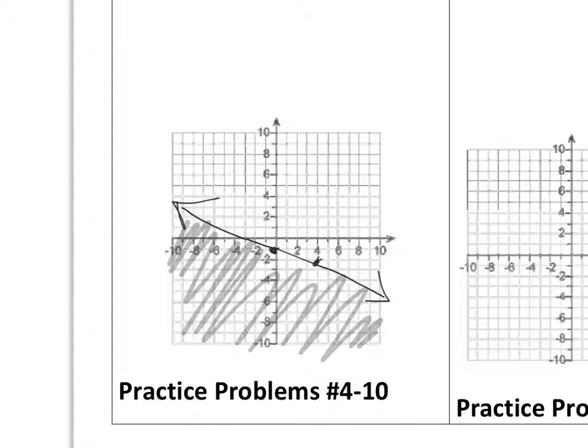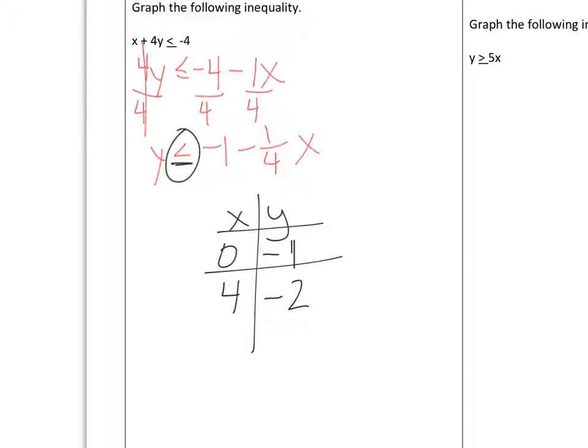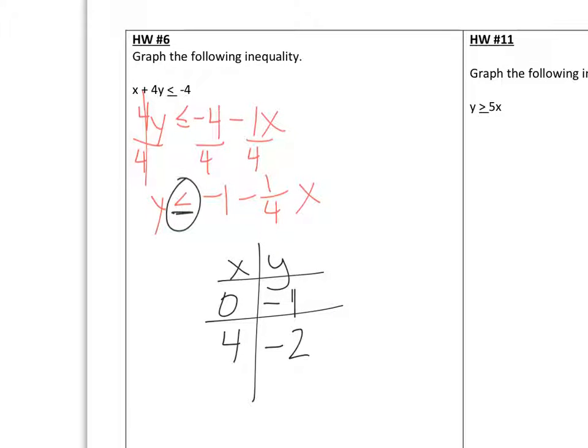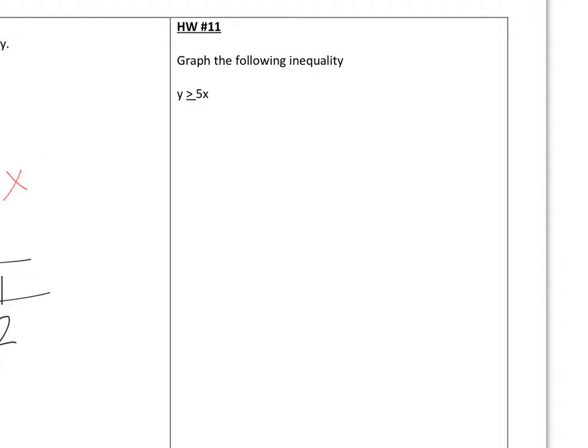So 0, 0 is not shaded. It should be false. So if we were to put 0, 0 in this original inequality, 0 plus 0 is 0, and 0 is not less than negative 4. It's greater than. So that's good because we will not shade 0, 0. Now moving on to homework number 11.